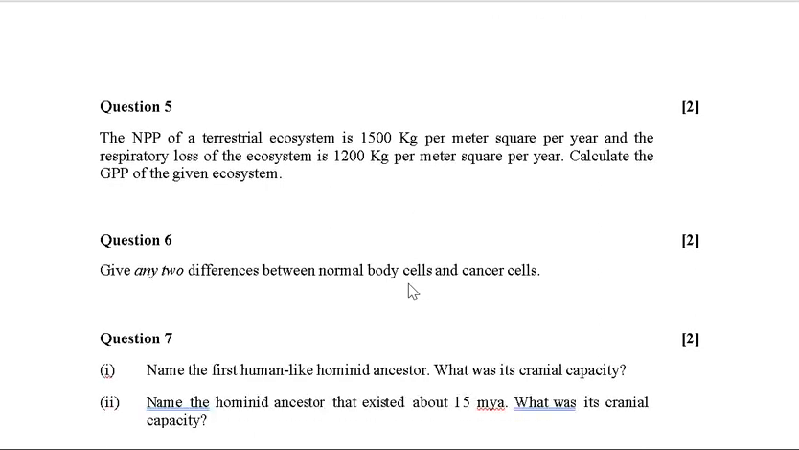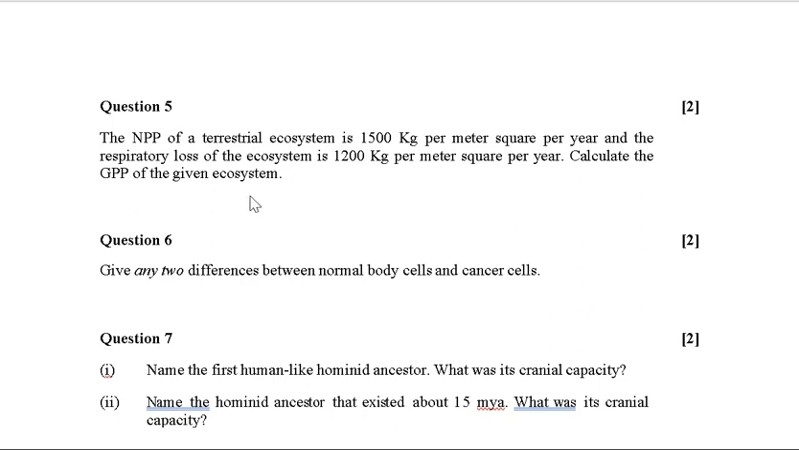Come to question number 5. The NPP of a terrestrial ecosystem is 1500 kilogram per meter square per year, and the respiratory loss of the ecosystem is 1200 kg per meter square per year. Calculate the GPP of the given ecosystem.